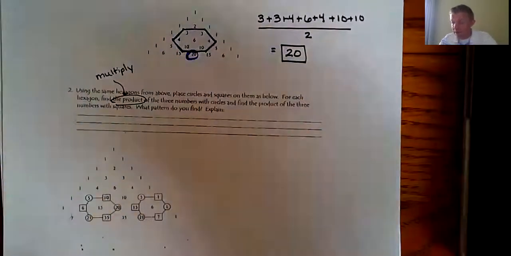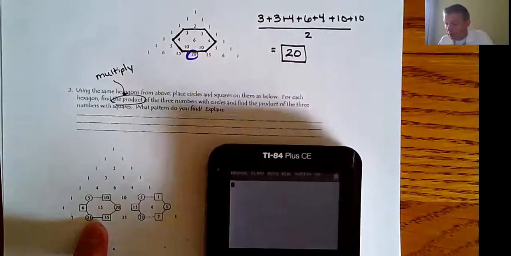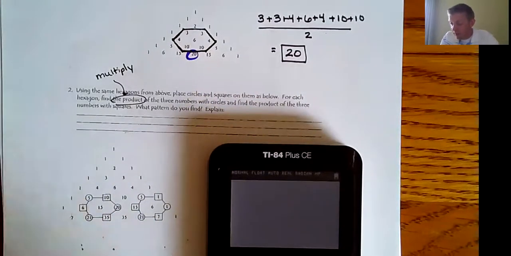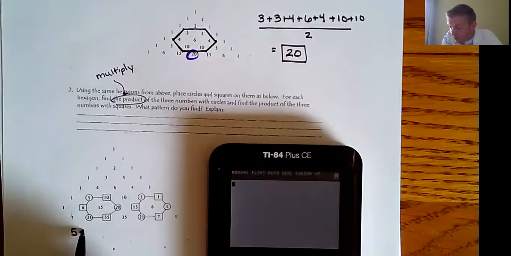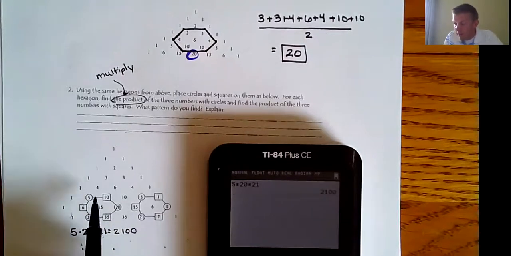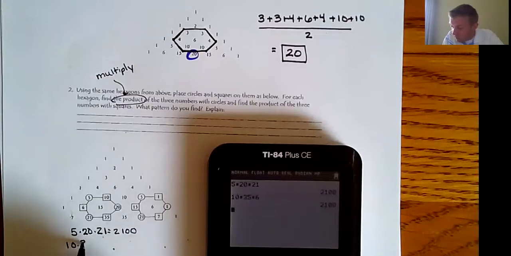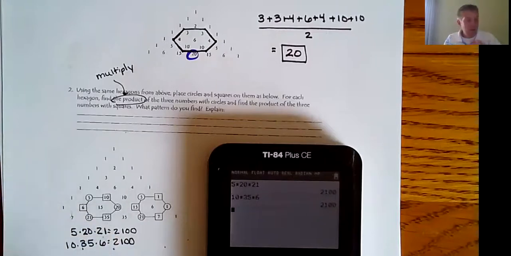So you can see in the 2 hexagons they drew down here, if I do this one, I want the product of the 3 numbers with circles. So in this case, it's 5 times 20 times 21. This is 2100. And the 3 squares. So 10 times 35 times 6. What do you notice? They're the same.